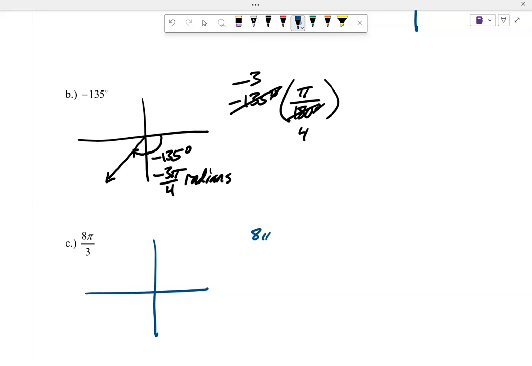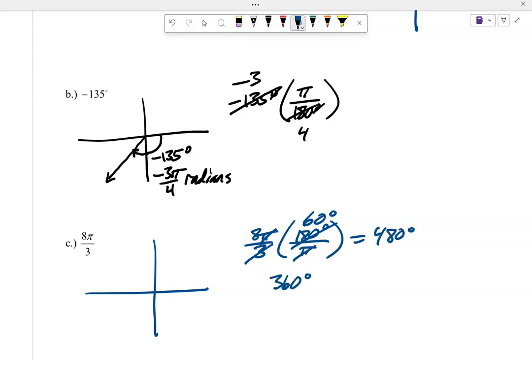So if you're not sure, 8 pi thirds, that's in radians. Go ahead and convert it. 180 degrees over pi. 180 divided by 3 gives you 60 degrees. 60 times 8 is 480 degrees. So that's 360 degrees around once, plus another 120 degrees. So I got to go around once. There's 360 around once, plus 90, plus another 120. So I'm right there in quadrant 2. That is 8 pi thirds.